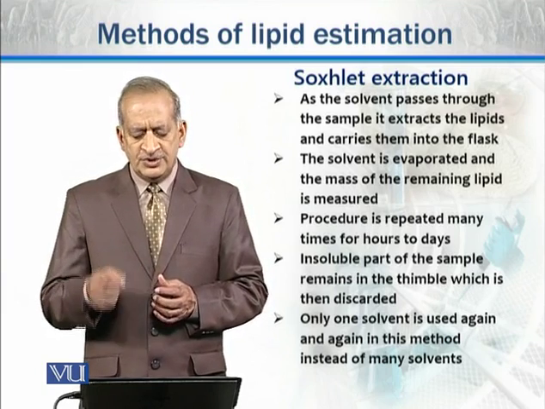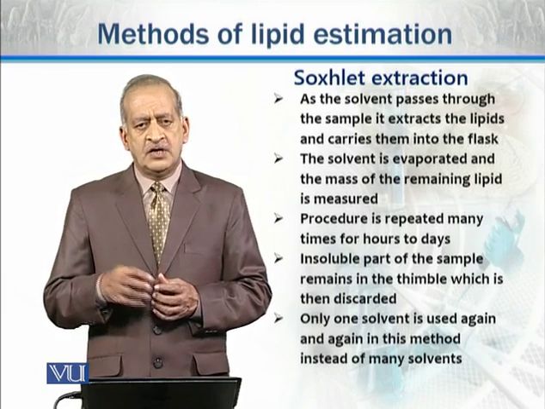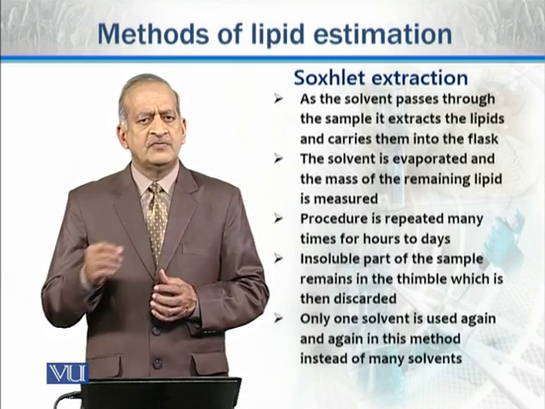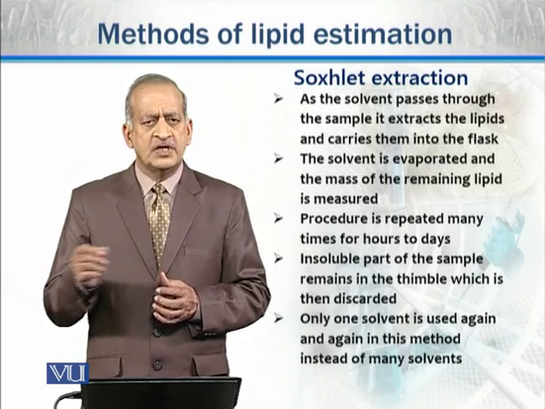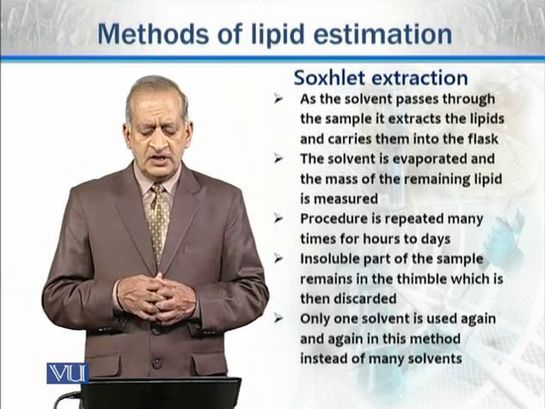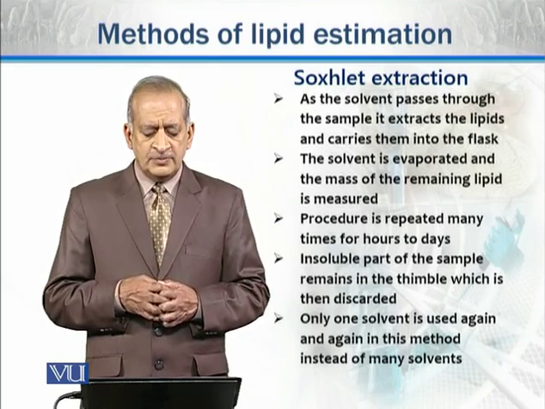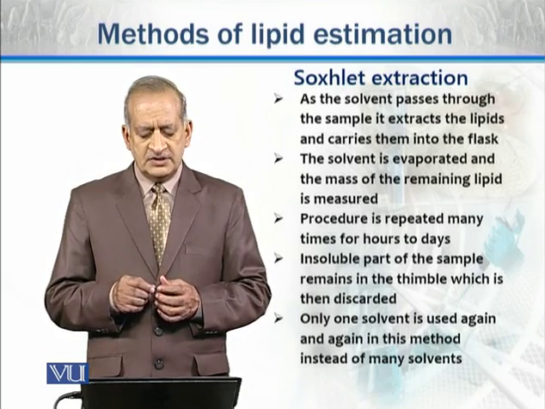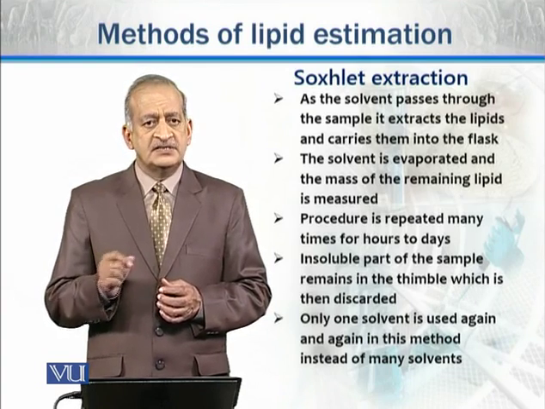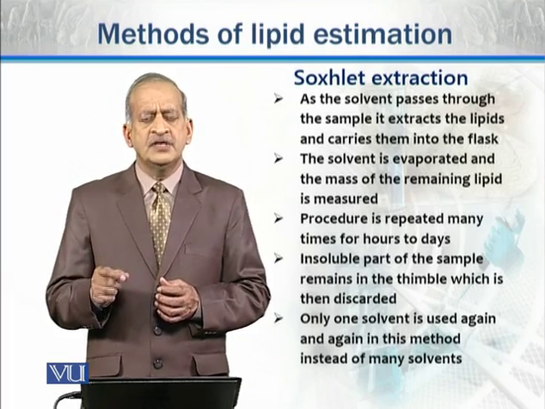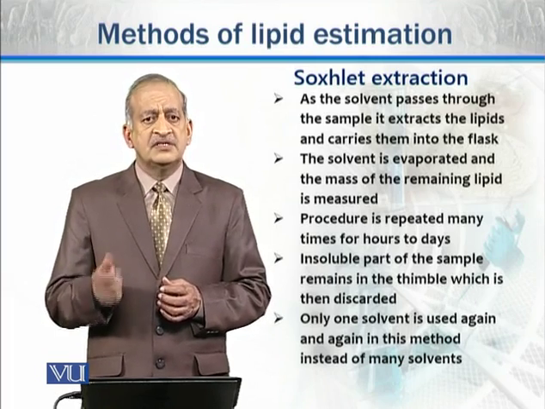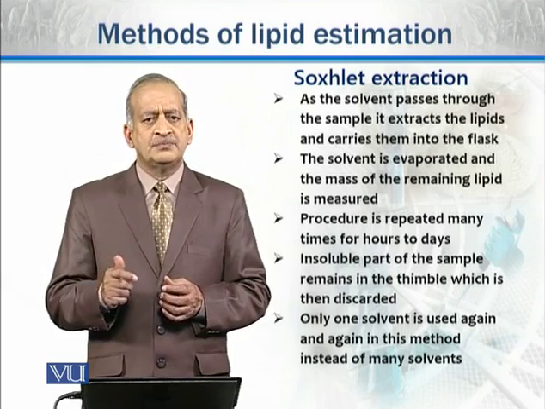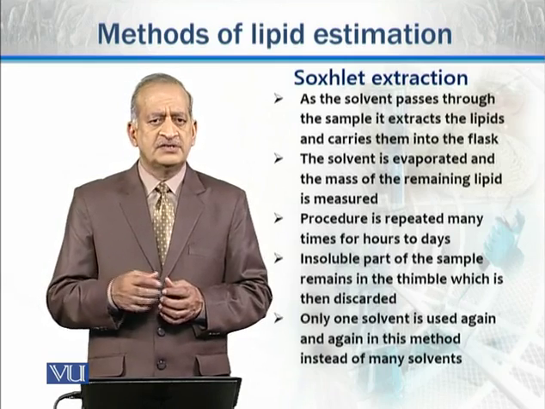This procedure may be repeated many times so that we get better results, and this procedure is repeated from hours to days even. So it's quite a lengthy process. The insoluble part of the sample that remains in the thimble is then discarded, and only one solvent is used again and again. This is its advantage. Instead of using many solvents at the same time, or many portions of the same solvent, one solvent sample is used again and again. So this is its advantage.